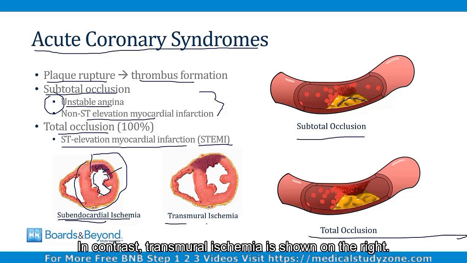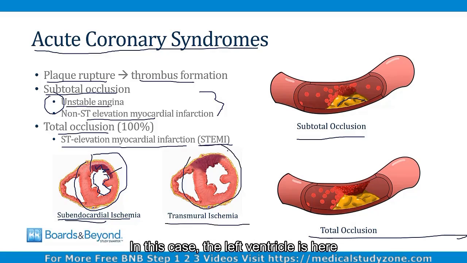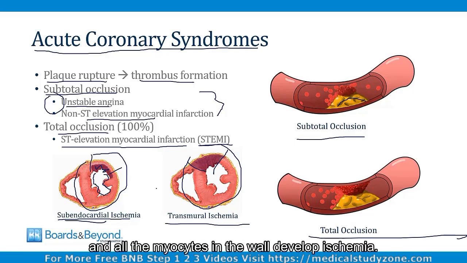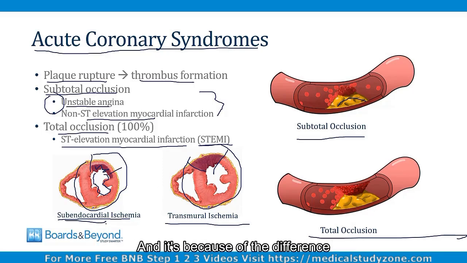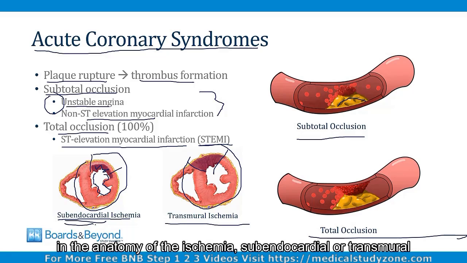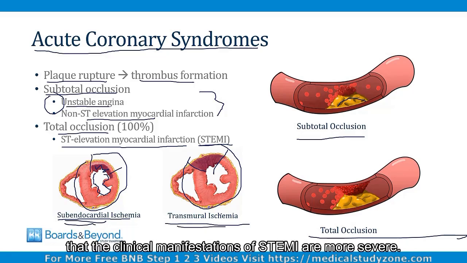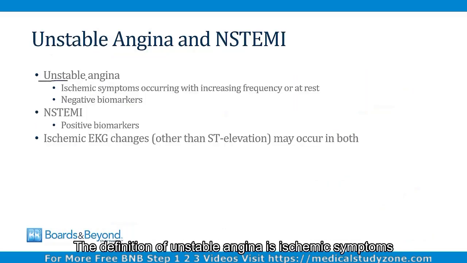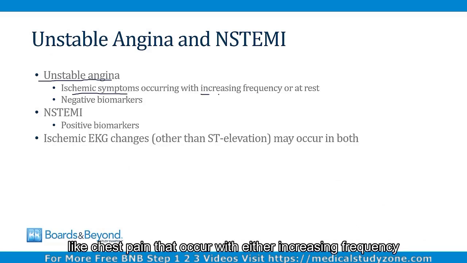In contrast, transmural ischemia is shown on the right. In this case, the left ventricle is here and the entire wall has developed ischemia. That's what happens in a STEMI. In a STEMI, no blood flow is going to the wall and all the myocytes in the wall develop ischemia. And it's because of the difference in the anatomy of the ischemia, subendocardial or transmural, that the clinical manifestations of STEMI are more severe.